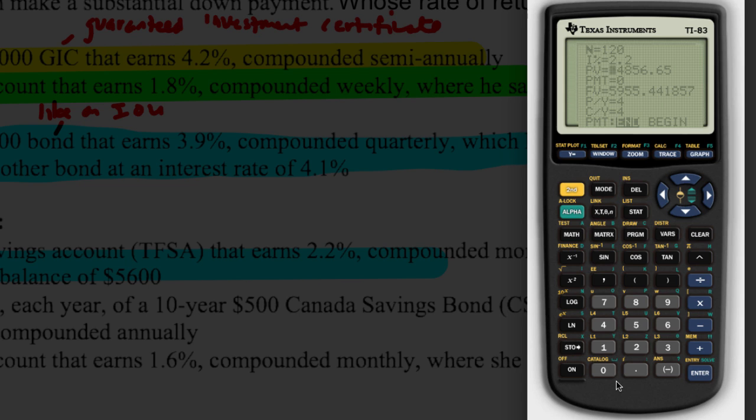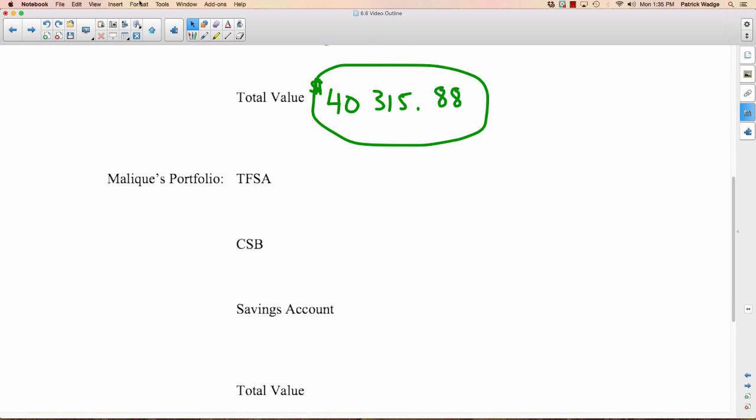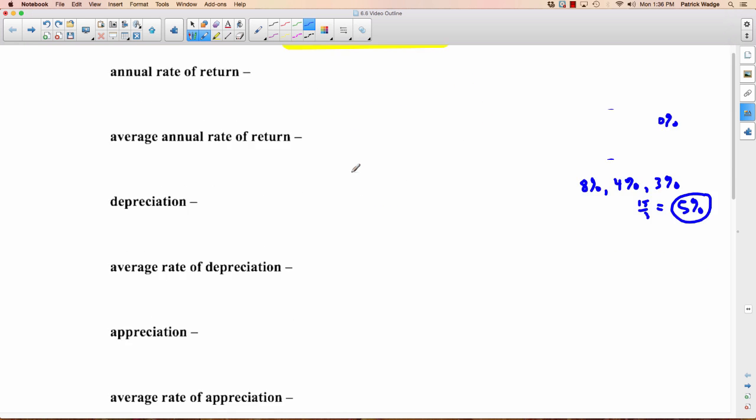She has a current balance of 5,600, so I'll put negative 5,600 in there. No payments. We'll make this 0, and it is compounded monthly, so it should be 12 and 12. And we'll see how much that TFSA is worth after 10 years. It's worth $6,976.62. So that would go down here. She has got, let's use a different color for her, blue, $6,976.62.